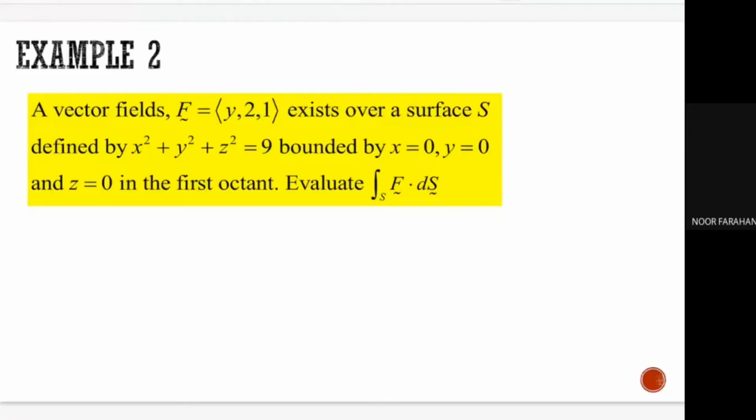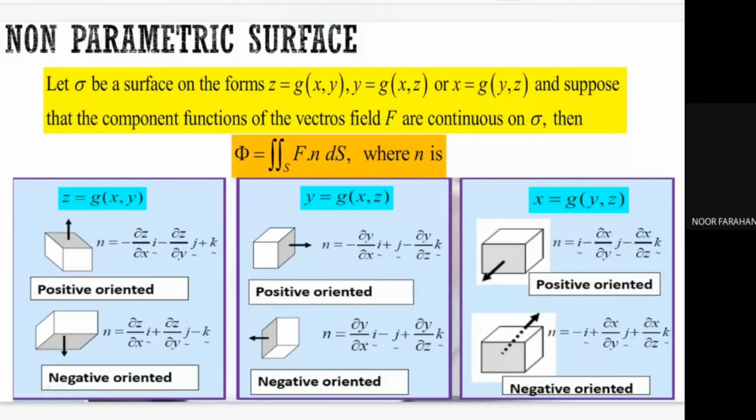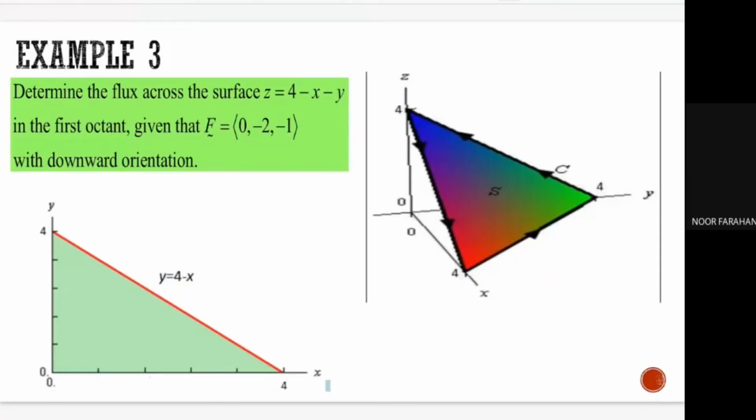So let's move to another example. Okay, look at the non-parametric surface. Actually, this is the same thing as the table just now: how to find your n for the non-parametric surface. Example 3. Determine the flux across the surface z equal to 4 minus x minus y in the first octant, given that F is 0, -2, -1, with downward orientation. So this is a non-parametric surface.